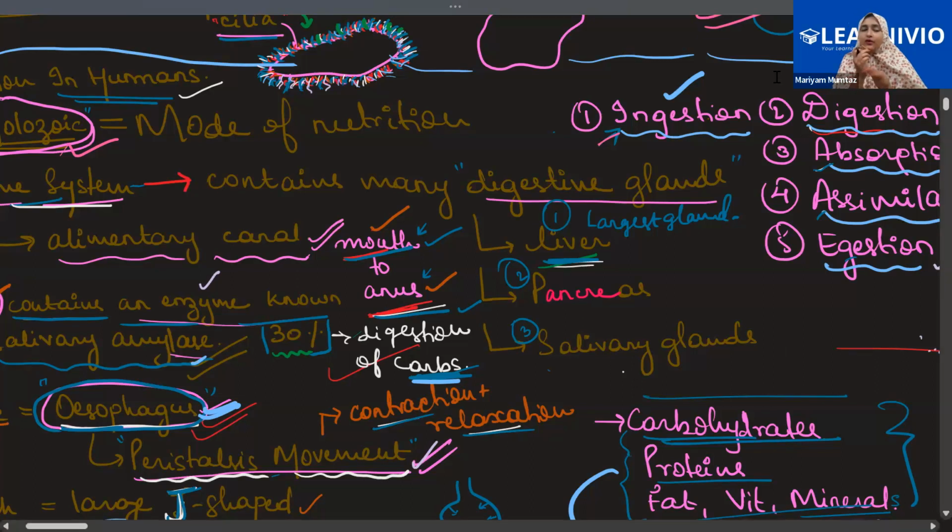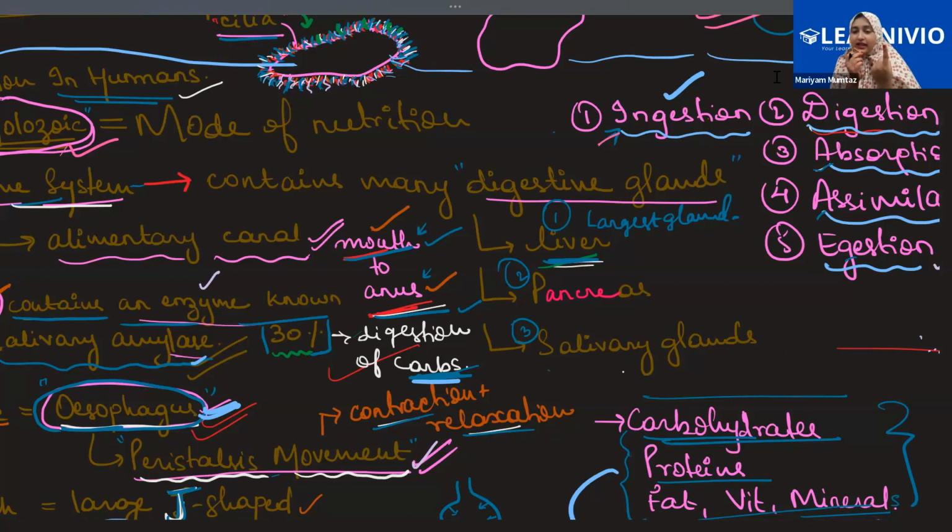Okay, so our whole entire digestive system has two components. The alimentary canal, which starts from the mouth and ends at the anus. Second is the digestive glands, which has three major glands in it: liver, pancreas, and salivary gland, out of which liver is the largest. Okay, students?